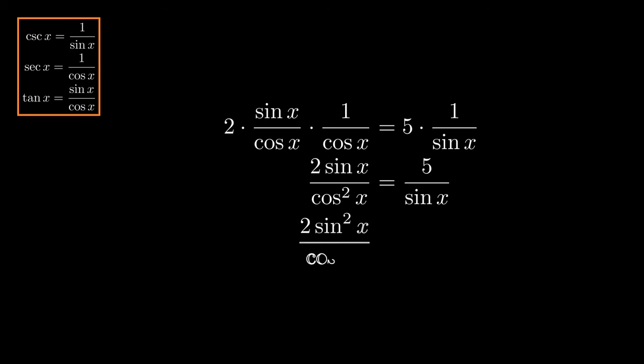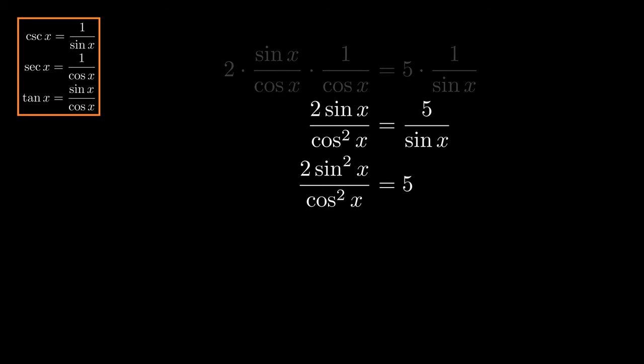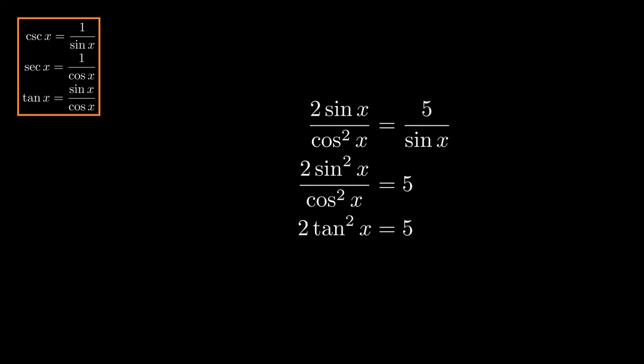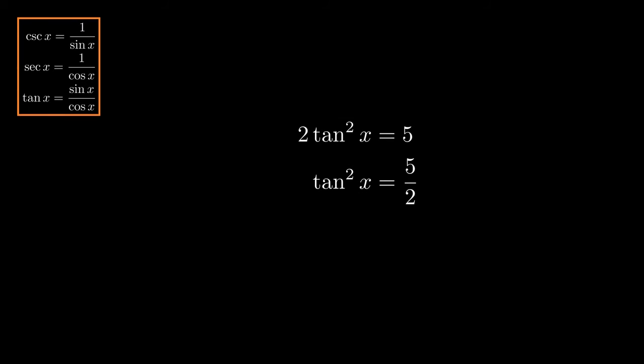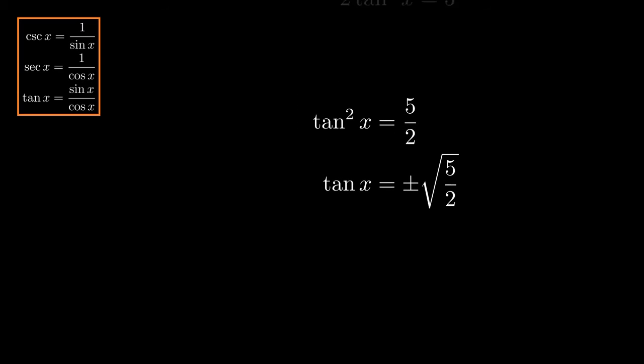Okay, that was a little tricky maybe, but it's a kind of cross multiplication: the sine x under the 5 goes up to the left side, so it becomes a square now. Bringing in the tangent for sine over cosine, sine squared over cosine squared is tangent squared. And so tangent squared is 5 over 2. We have to take the square root of both sides, and we get plus or minus square root of 5 over 2.